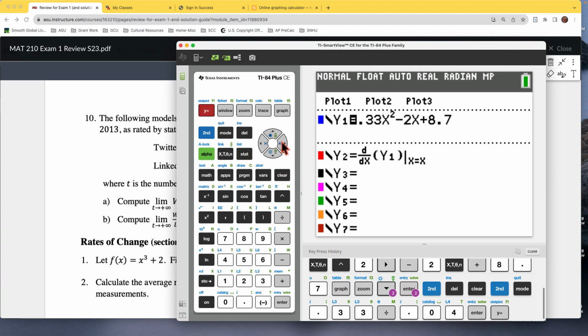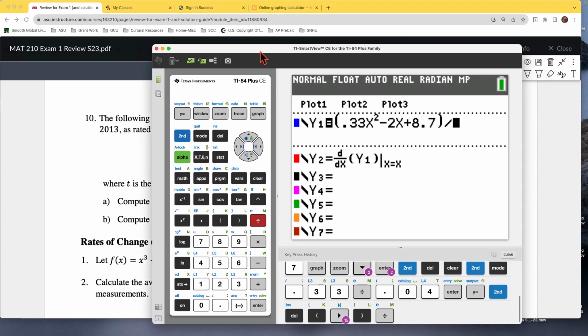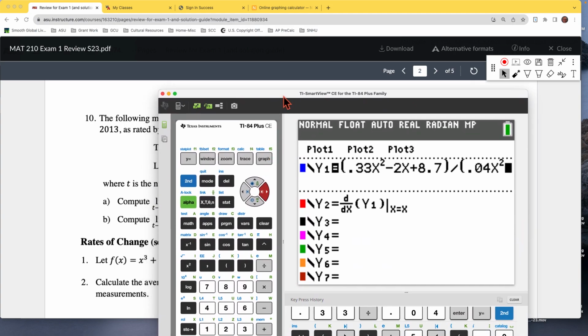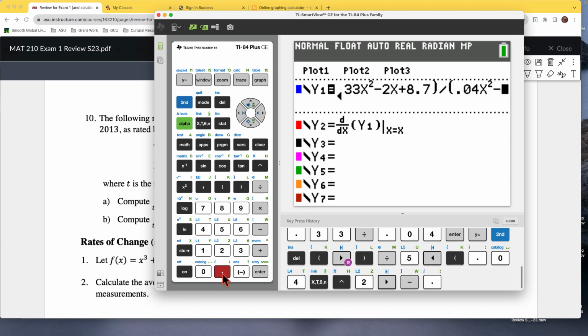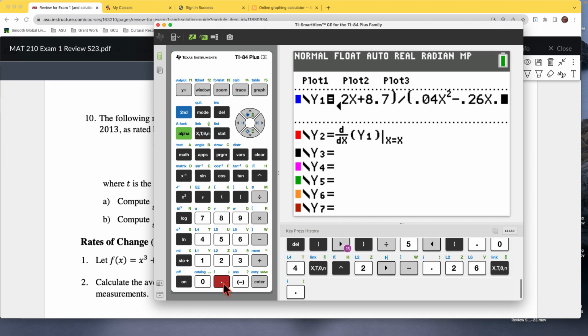Since I've got half the function here, let me insert parentheses around this, parentheses around that, and then I'm going to divide it by, what was the function? 0.04 t squared, oops, parentheses, 0.04 x squared minus 2.6, or 0.26 x, what was it, plus 5 plus 0.67. Okay, oops.